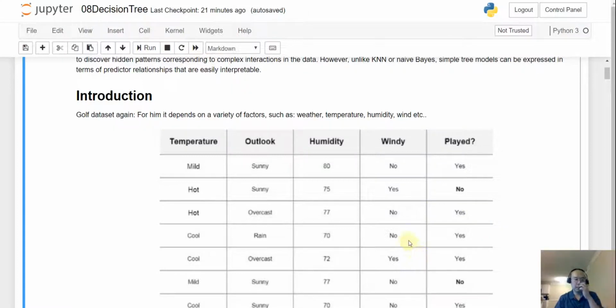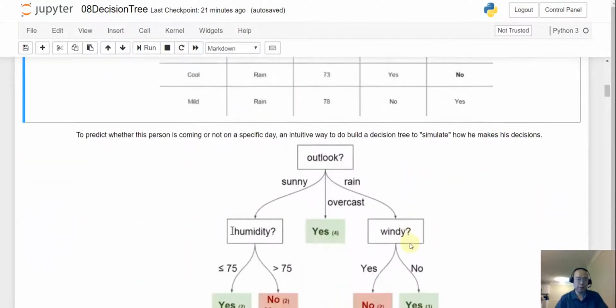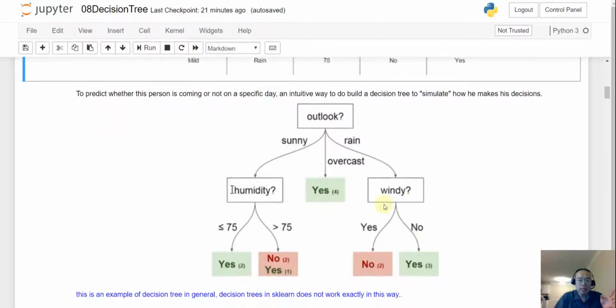Okay, so for this dataset, of course, we can use naive Bayes, but today we are going to try something different. So if we use all the available data and we want to build a decision tree, this is what a decision tree may look like. So we start from the root, and on the root we test one condition and only one condition. If the outlook is sunny, I want to move down and check whether the humidity is smaller or equal to 75 or greater than 75.